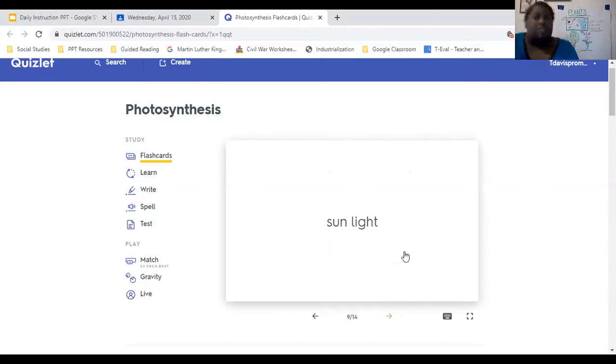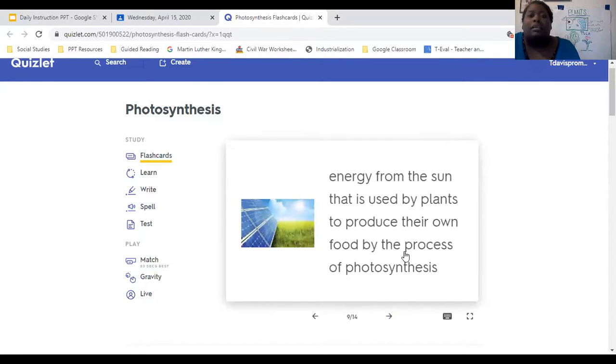Sunlight. Energy from the sun that is used by plants to produce their own food by the process of photosynthesis.